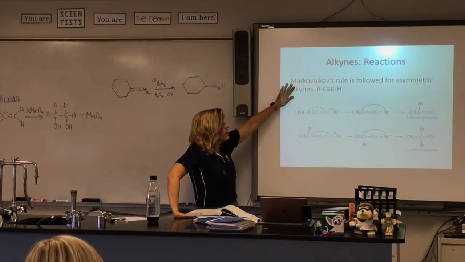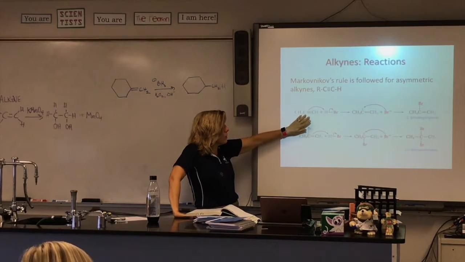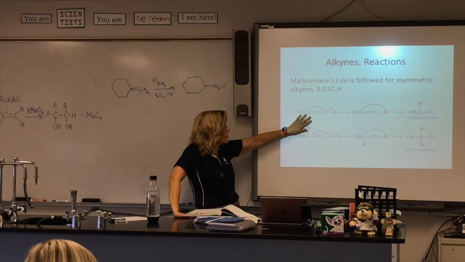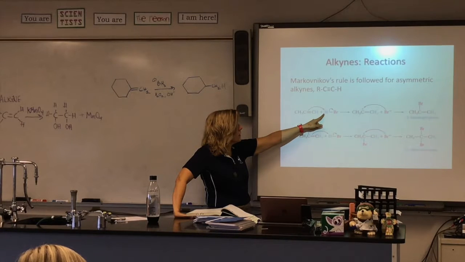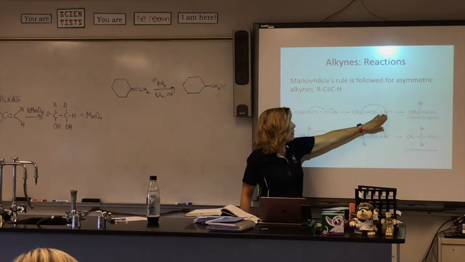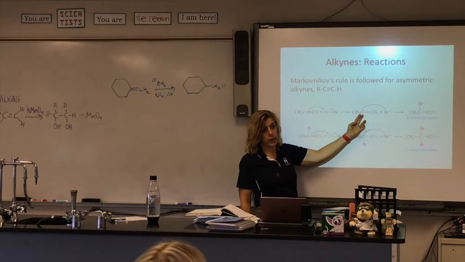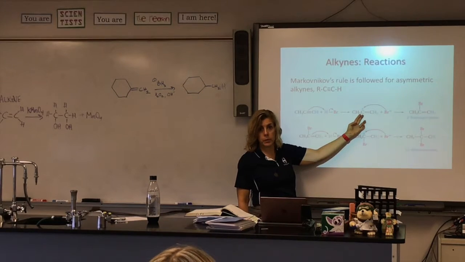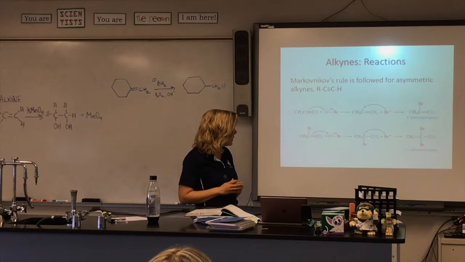Once again, ladies and gentlemen, Markovnikov's rule follows with alkynes. Notice that we have a triple bond, and once again the electrophile adds to the side that has the most hydrogens, and then the nucleophile goes to the more stable carbocation. Does that seem pretty reasonable? Luckily the pattern is the same.